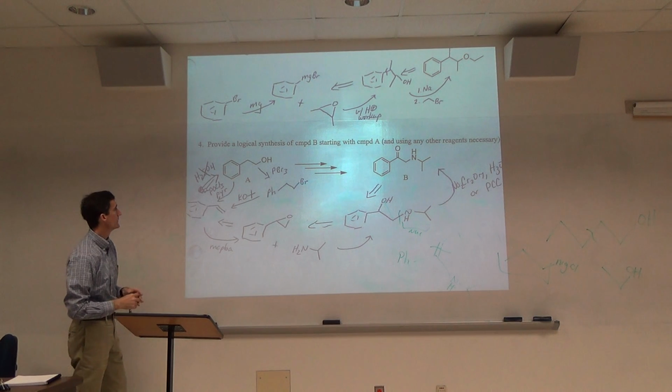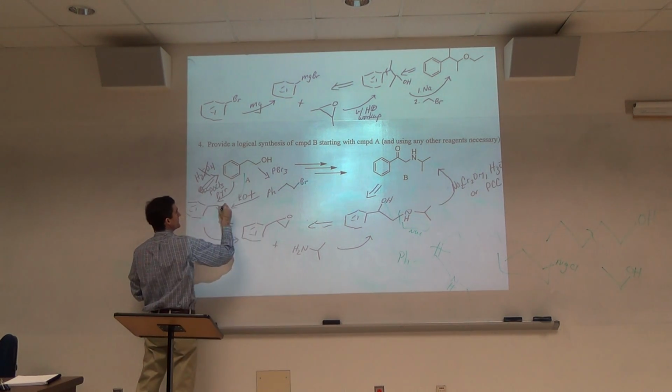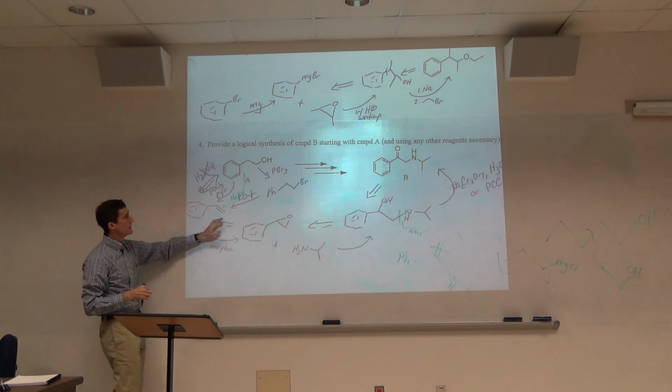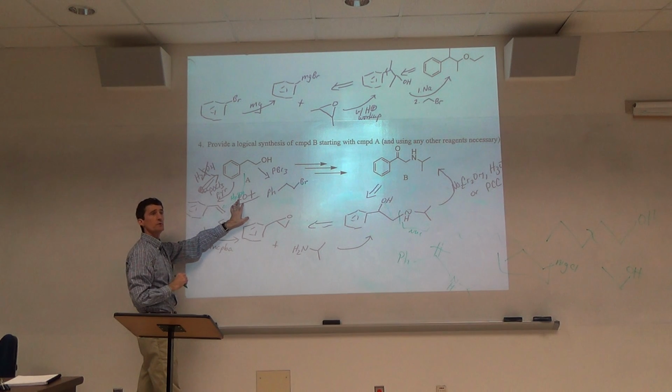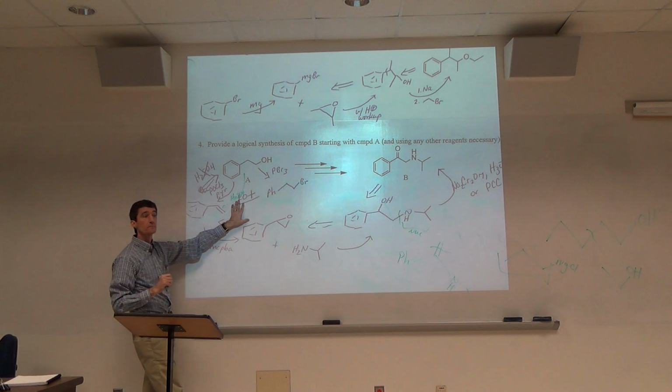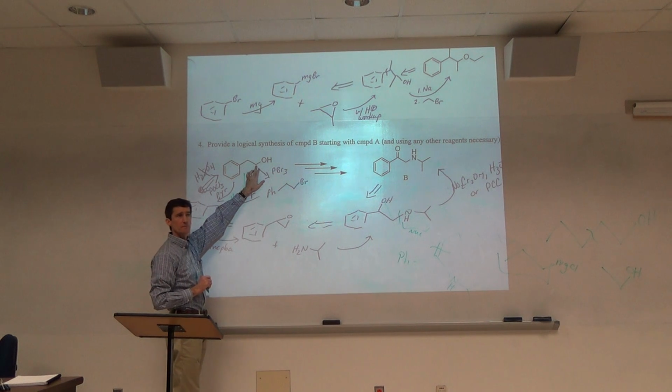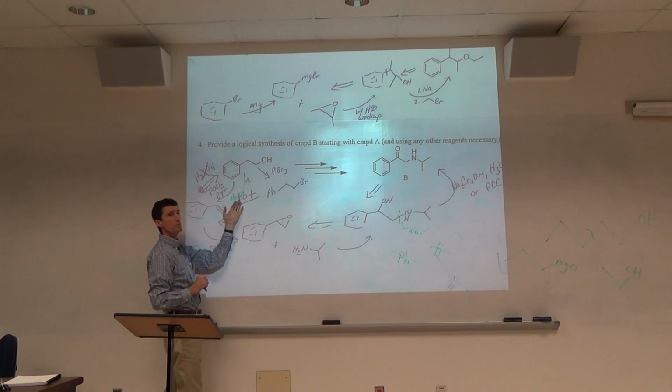Pyridine. The question was, why not dehydrate this with H2SO4? What would be the mechanism, Matt, if you used H2SO4? E1. E1? And in an E1, what are you forming? Carbocation. Do you want to form a carbocation at that carbon? It's a primary carbon. I would avoid carbocations there.